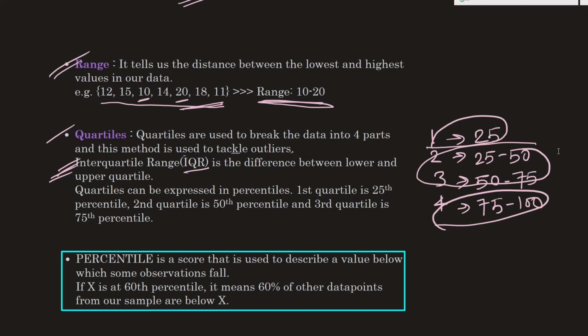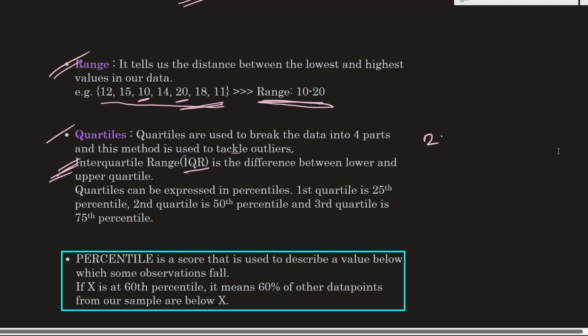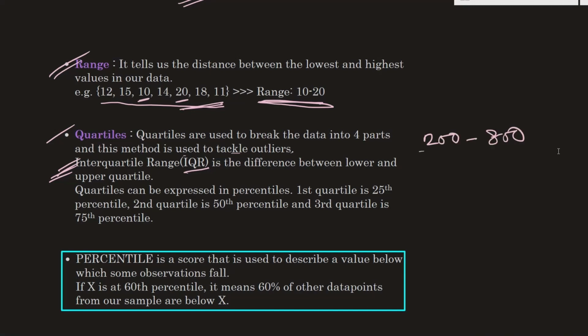Let's try to consider this with another example. So I will quickly erase this one. And let's say we conducted a test in a class and the marks obtained by the students range between 200 to 800. Let's divide this entire range into 4 quartiles.